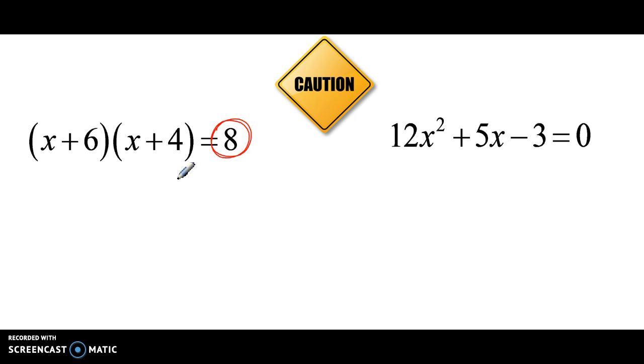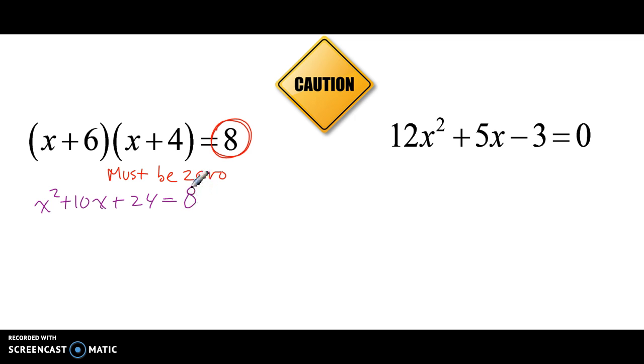There are a lot of products that end up equaling 8, and you really can't say anything for sure about either x plus 6 or x plus 4. So if that number there is not 0, you've got a major problem. And you cannot treat this problem like you would something that's equal to 0. Instead, what you have to do is multiply back out the x plus 6 times x plus 4. You get x squared plus 10x plus 24.